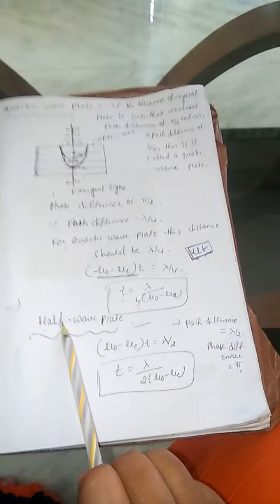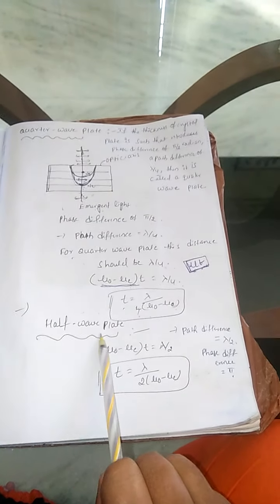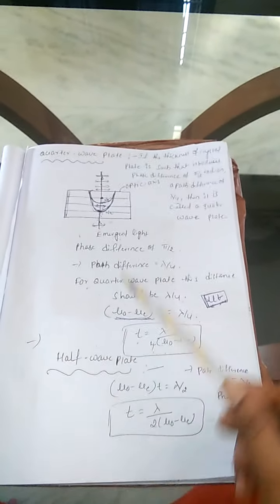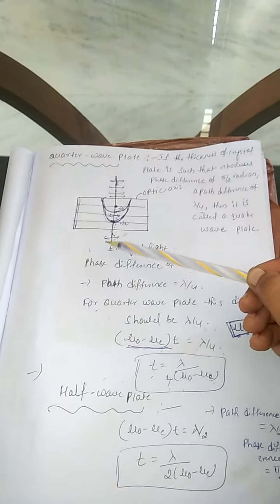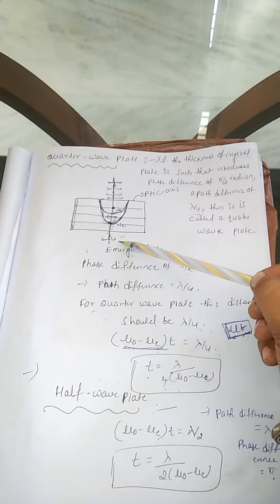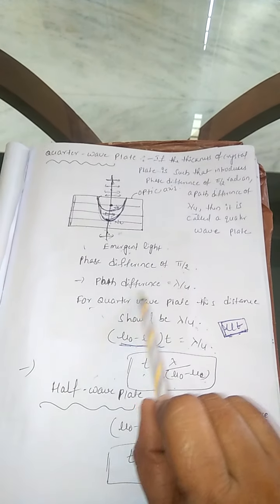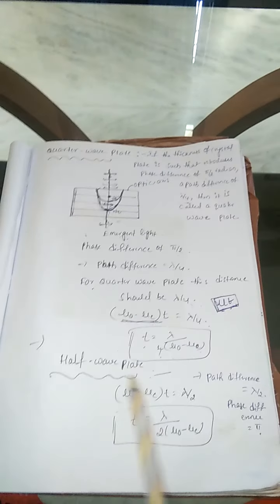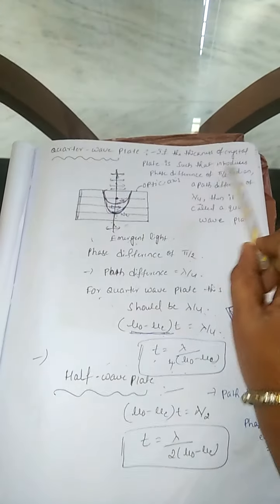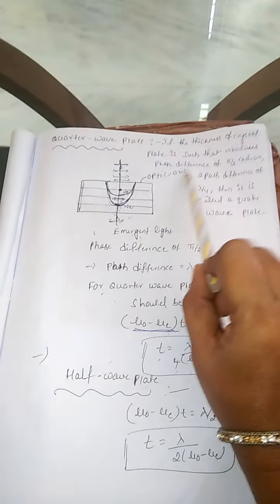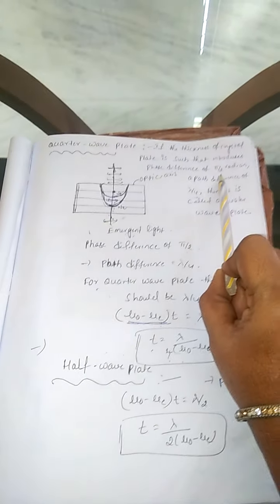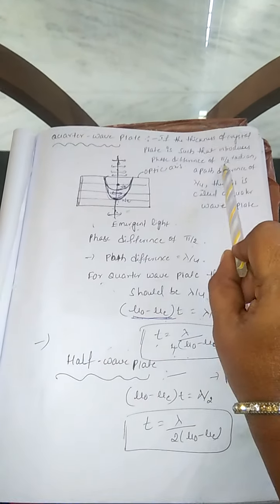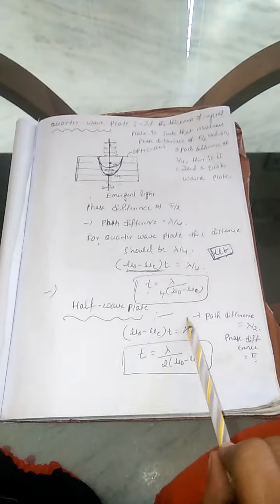Next topic is similarly the half wave plate. Half wave plate is the same as the previous topic, the quarter wave plate. In the half wave plate, the thickness of the crystal plate is such that the introduced path difference is lambda by 2 and the phase difference is pi. So it is said to be a half wave plate.